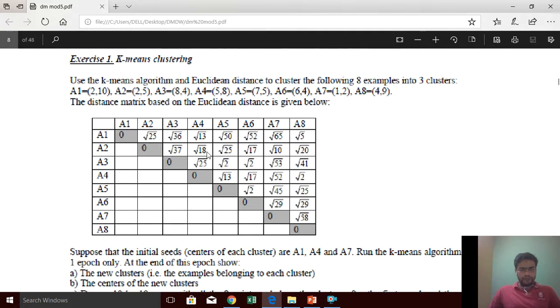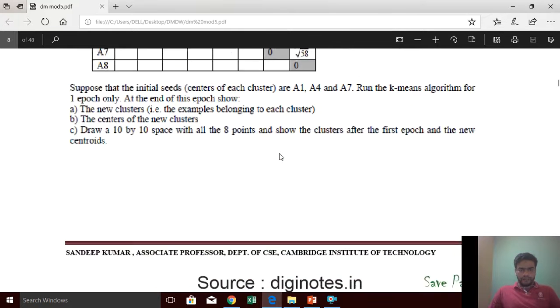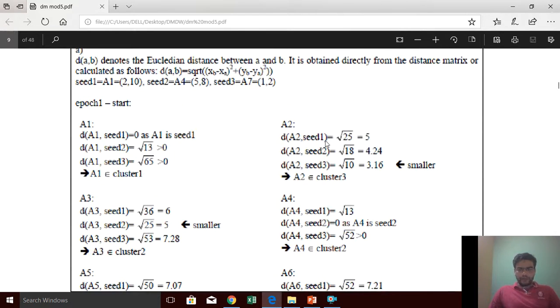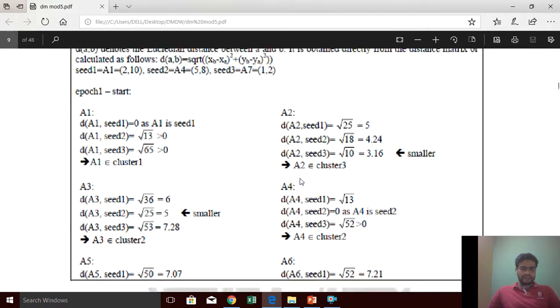A3 to A4 is root of 18 and A3 to A7 is root of 10. So A2 to A1 is root of 25, A2 to A4 is root of 18, A2 to A7 is root of 10. So root of 25 is 5, root of 18 is 4.24, then root of 10 is 3.16. So smaller is what? 3.16. So out of this for A1, A2 and A7, A7 is the third cluster. So A2 belongs to the third cluster.